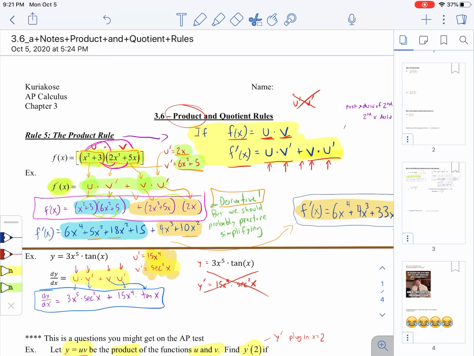Try the homework. Okay, I think it's 8 product rule questions. Give it a try, and I will see you in class, if not Tuesday.